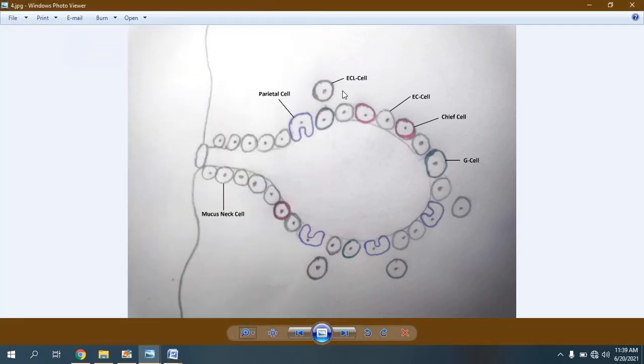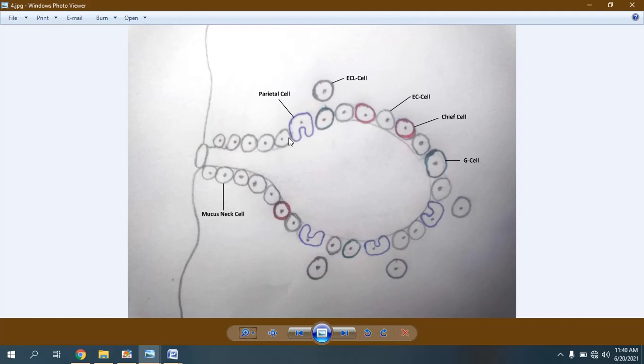And the enterochromaffin-like cells are responsible for the secretion of histamine. You can also call these paracrine cells, because these secrete the histamine adjacent to the parietal cell, and this histamine combines with the receptors on the parietal cell, which is responsible for the secretion of what? For the secretion of HCl. I am going to discuss that in detail.